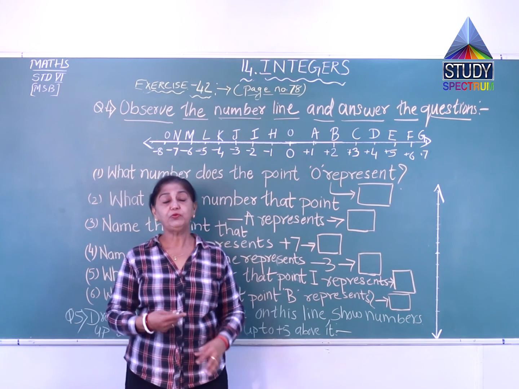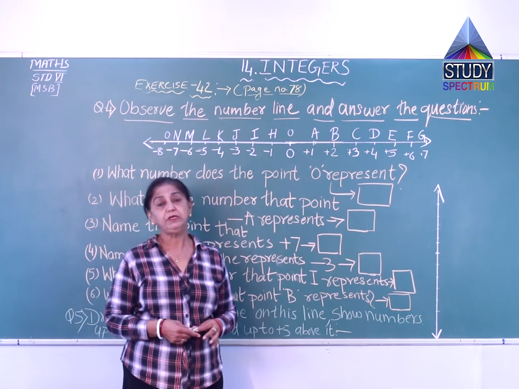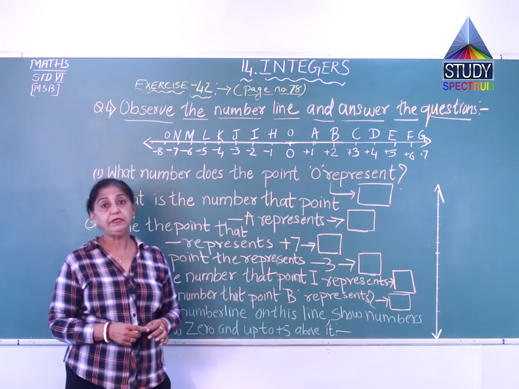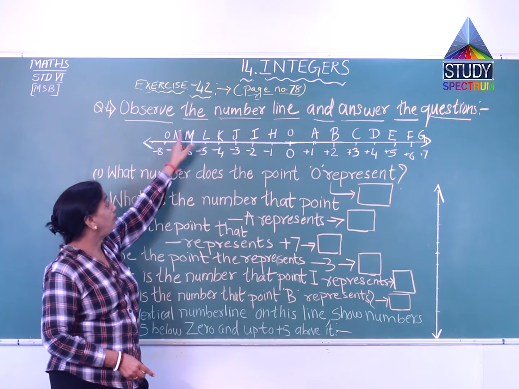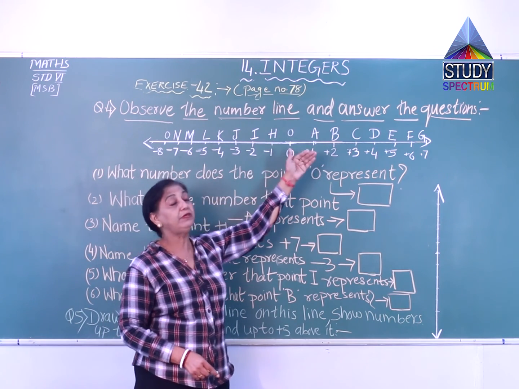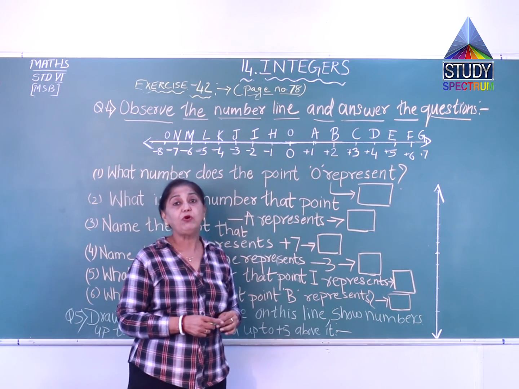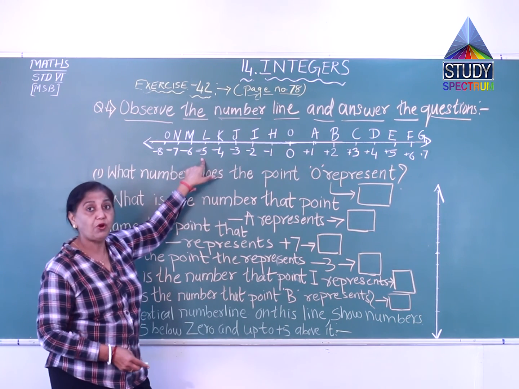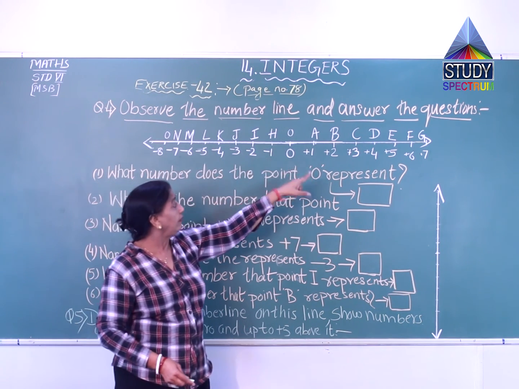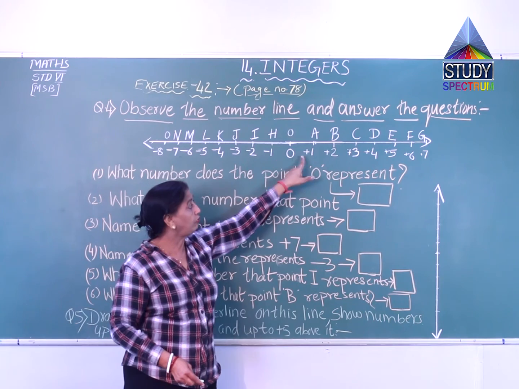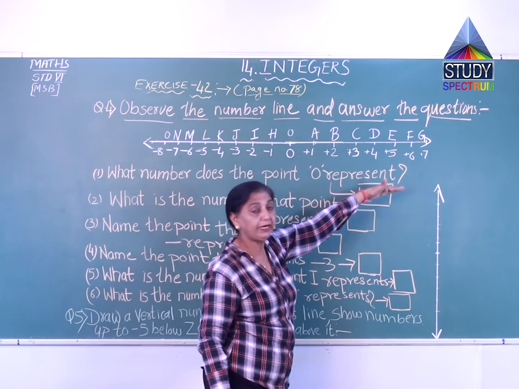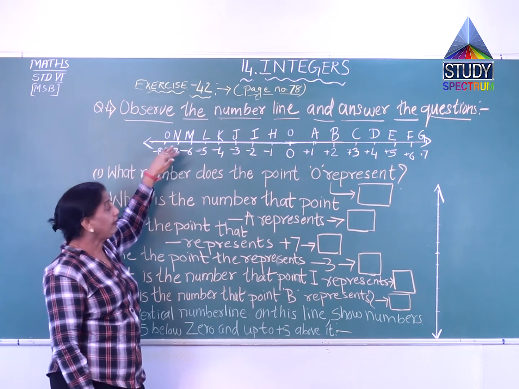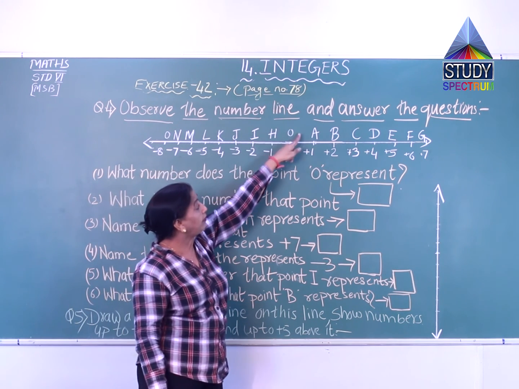Now children, we will move to the next question of the given exercise, that is exercise 42. Now here the fourth question is given. Observe the number line and answer the questions. Now we have to observe the number line which is given in your book. It is given in this form. The number line is there. There is the origin. There are all the positive numbers 1 to 7 on the right hand side, and then negative numbers to the left hand side.